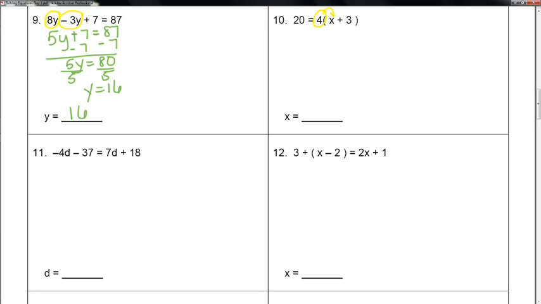Distribute 4 to the x and to the 3. 20 is equal to 4x plus 12. Subtract 12 from both sides. 4x is equal to 8. Divide both sides by 4. X is equal to 2.